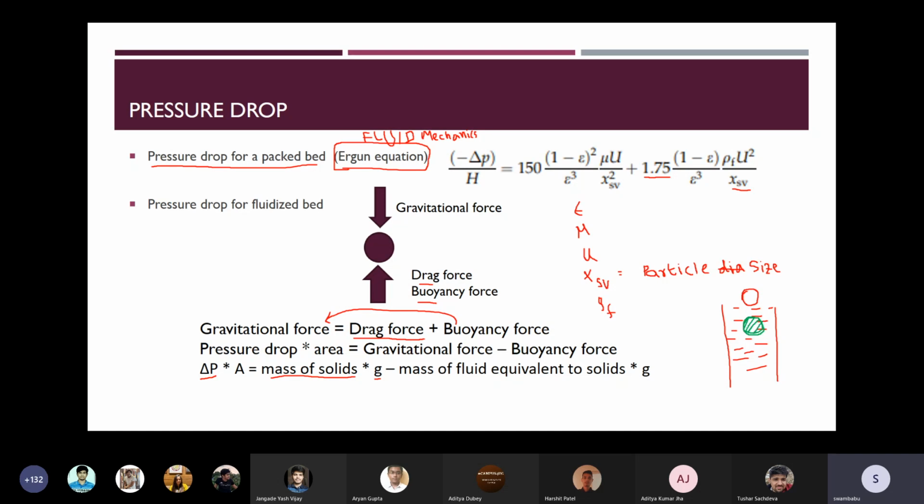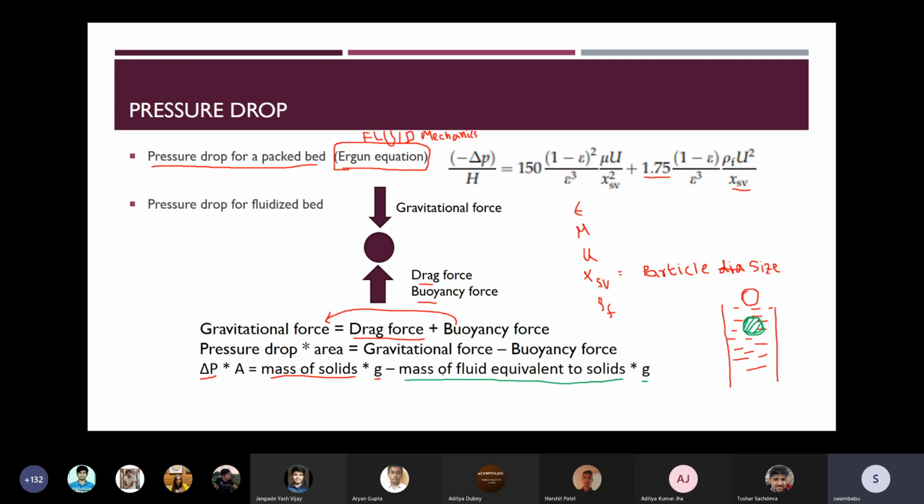The amount of force required for a particle to replace that fluid by the solid particle is basically known as buoyancy force. So, from a calculation point of view, buoyancy force is nothing but the mass of fluid equivalent to solids, into g. The buoyancy force is nothing but the mass of fluid equivalent to solids.